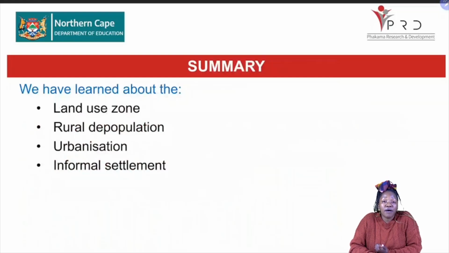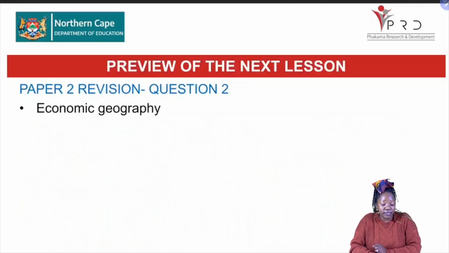So we're going to summarize what we have learned today. We have learned about the land use zone. We have looked into rural depopulation. We have learned about urbanization as well as informal settlements. So the preview of our next lesson, we're going to do paper 2 revision. Question 2, remember, your paper 2, question 2, is your economic geography.